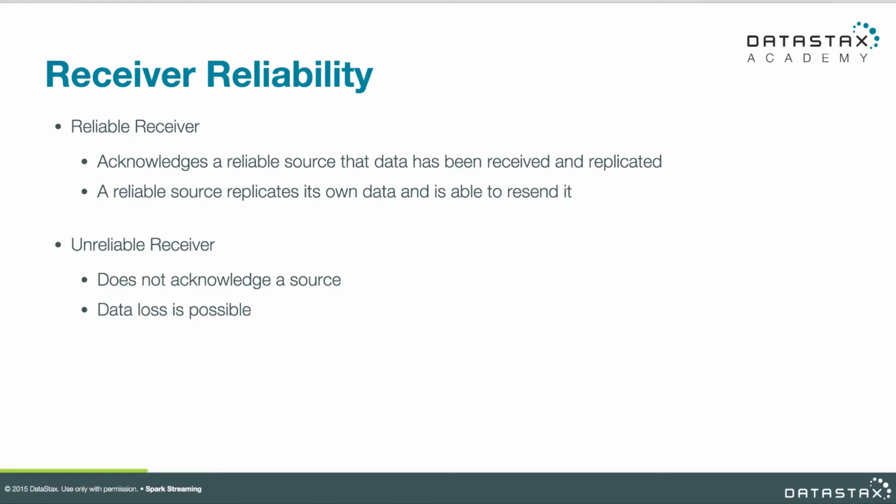Now, receivers can be either reliable or unreliable. A reliable receiver will acknowledge data that has been received. So if the data source is able to receive an acknowledgement and resend data that hasn't been acknowledged, then a reliable receiver will participate in that protocol. It'll send the acknowledgement after it's received data and replicated it. An unreliable receiver, of course, will still be replicating, but doesn't have the capability of sending an acknowledgement when data comes in.